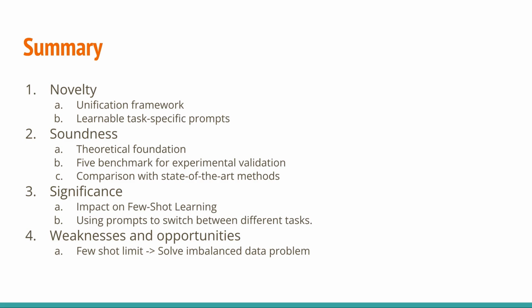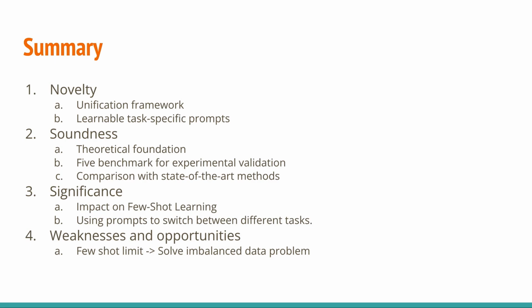Moving on to our summary. The innovation of this paper lies in its design of a unified framework for both node classification and graph classification. For different downstream tasks, it uses a learnable prompt to switch between different tasks. In terms of soundness, the paper provides a sufficient theoretical foundation and references 5 benchmarks for experimental validation. Finally, it compares GraphPrompt with state-of-the-art methods.